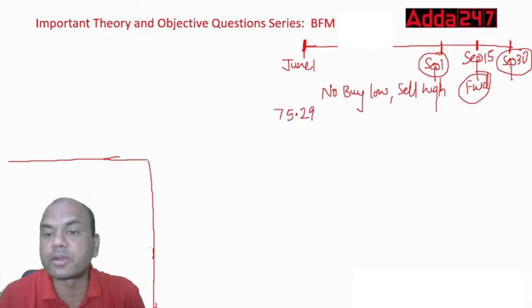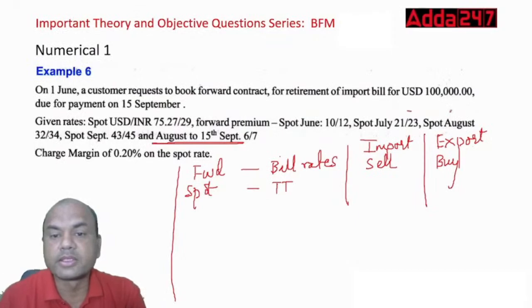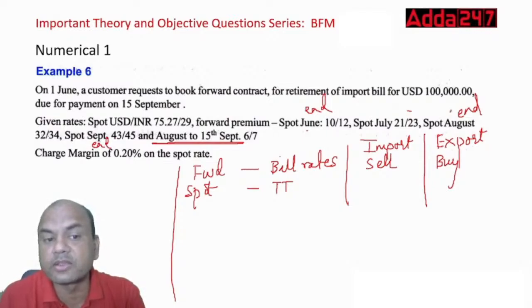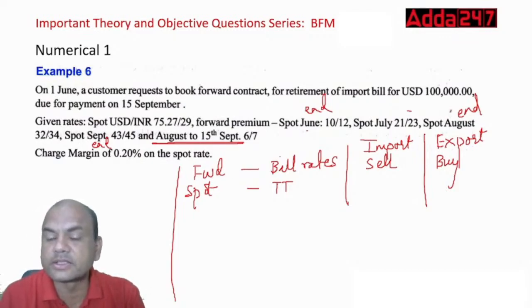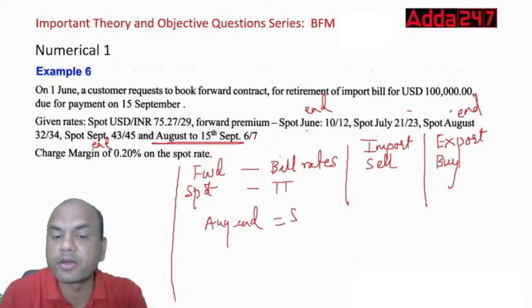Now I want September 1. What is the September 1 forward rate? See, the spot is given for June. Whenever I say June, it means June end. Remember this: whenever I say July, it's July end; August, August end; September, September end. My transaction is on September 15th, so I can't use the September end rate. I'll have to use the August end rate here. August end is equal to September 1.